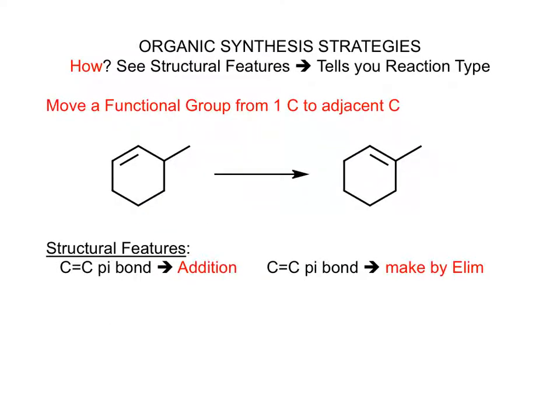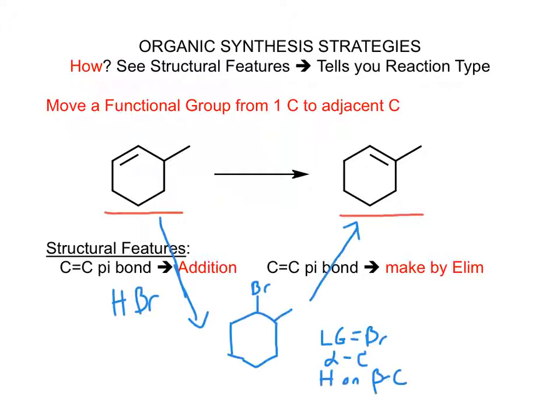So let's synthesize 1-methylcyclohexene from 3-methylcyclohexene. So identify the structural features in the target compound and starting material and propose a synthesis. So to move the pi bond over one carbon, we can do an addition reaction. Note that that intermediate has a leaving group, an alpha carbon, and an H and a beta carbon, so we can do an elimination reaction to make a carbon-carbon pi bond.